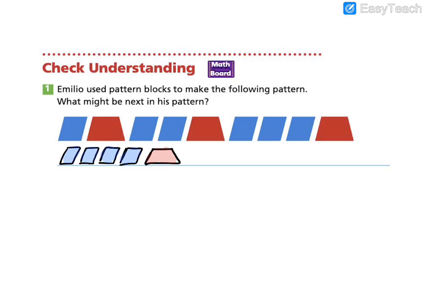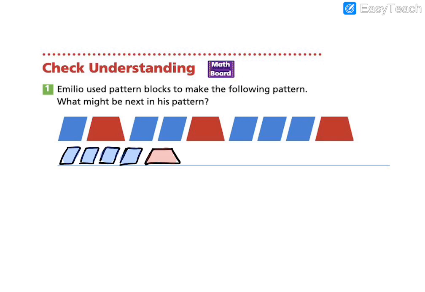All right, so let's take a look. You should have said that there were going to be 4 blue parallelograms and 1 red trapezoid. So you could have drawn it out like I did. You could have written it in words. But let's think, what would be the one after this?